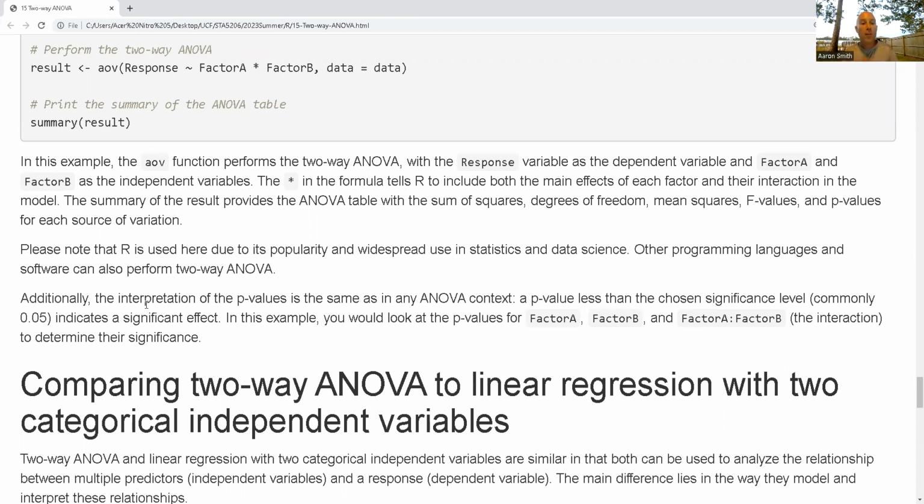Additionally, the interpretation of the p-values is the same as in any ANOVA context, as a p-value less than the chosen significance level indicates a significant effect. In this example, we would look at the p-value for factor A, factor B, and the interaction. Notice that in R, interactions use a colon.